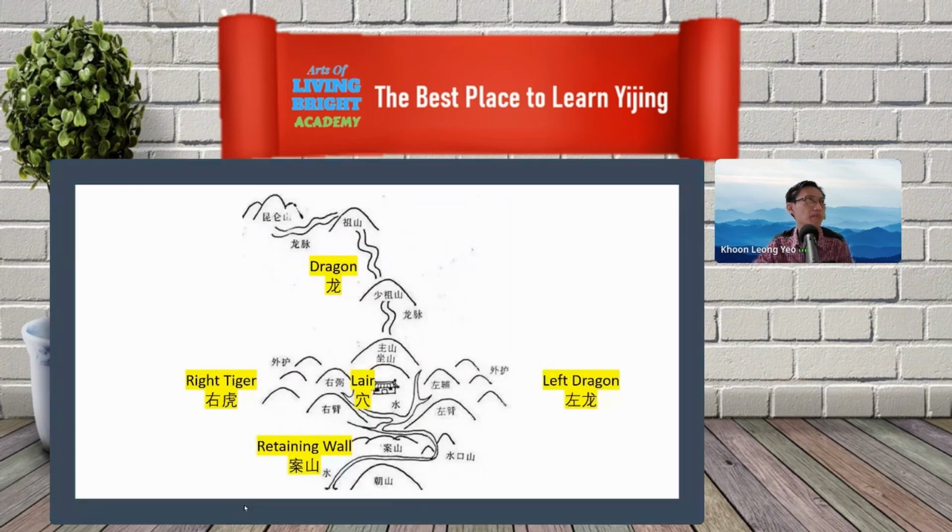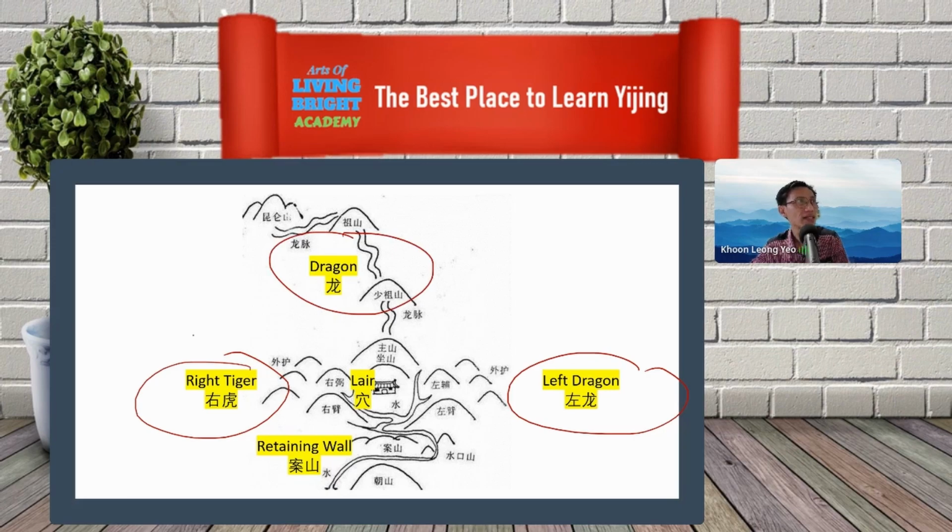So if we look back at this image, when we label them, I think it's very easy already. The house is called the Lie, and the left side is called the Zuo Qinglong. Right side is called the Yu Bai Hu. Behind is called the Lai Long. And in front is called the Ming Tang.